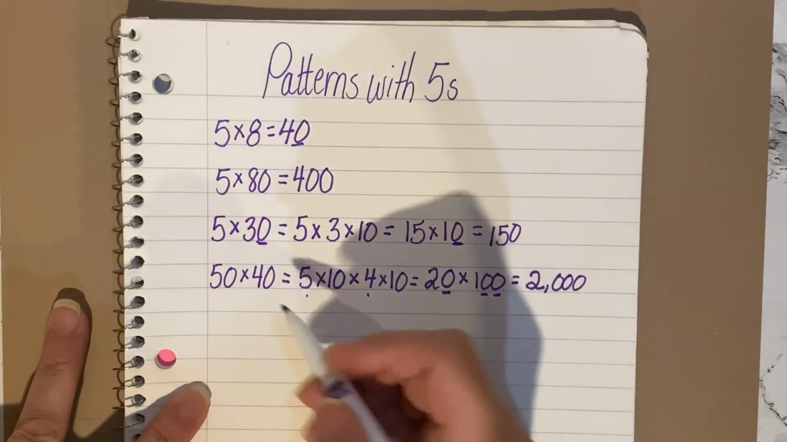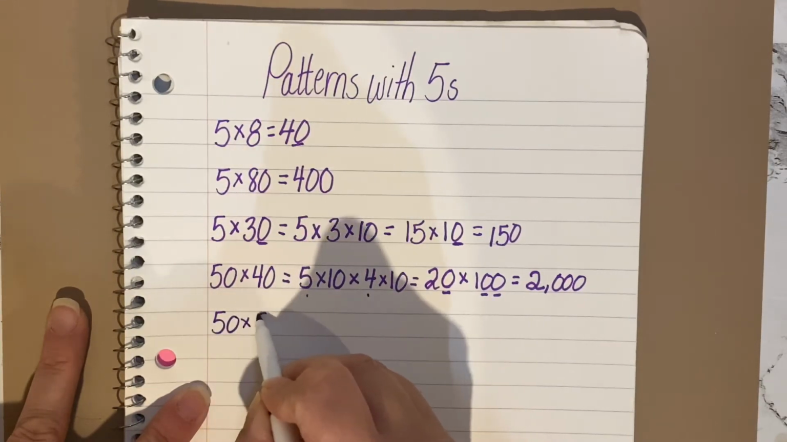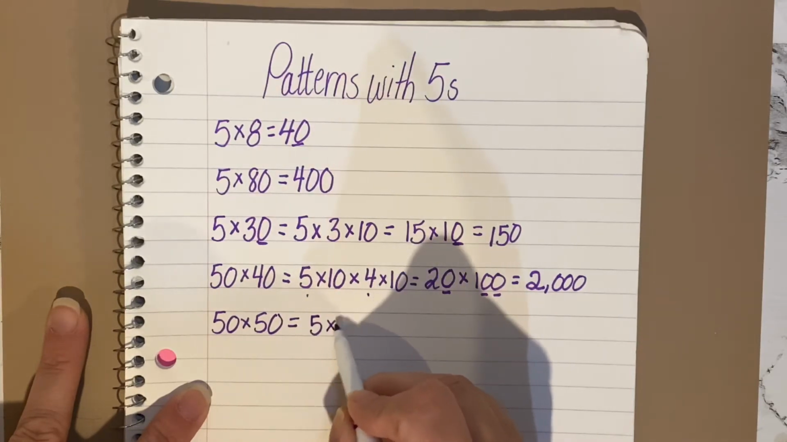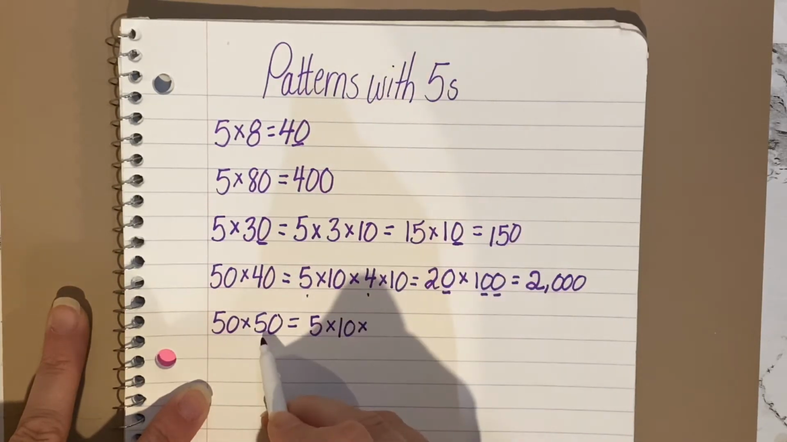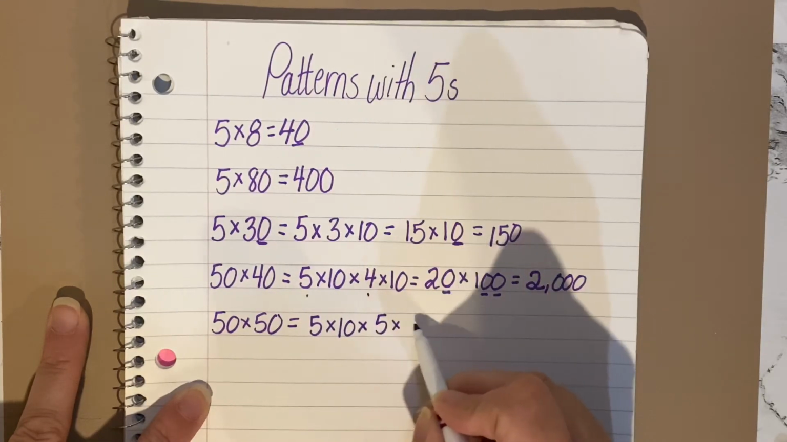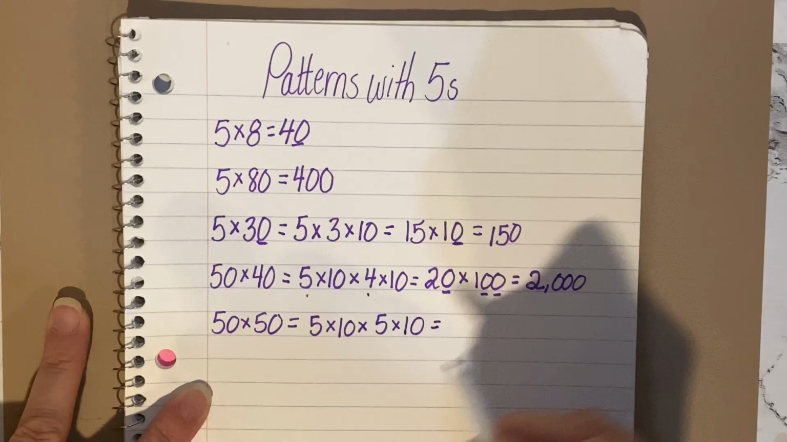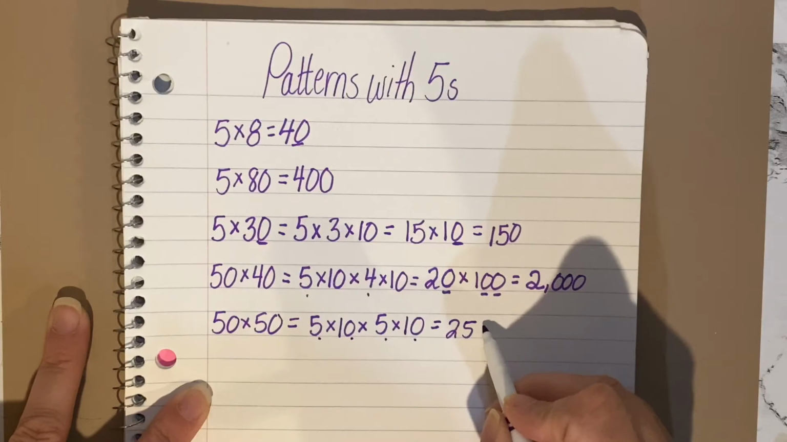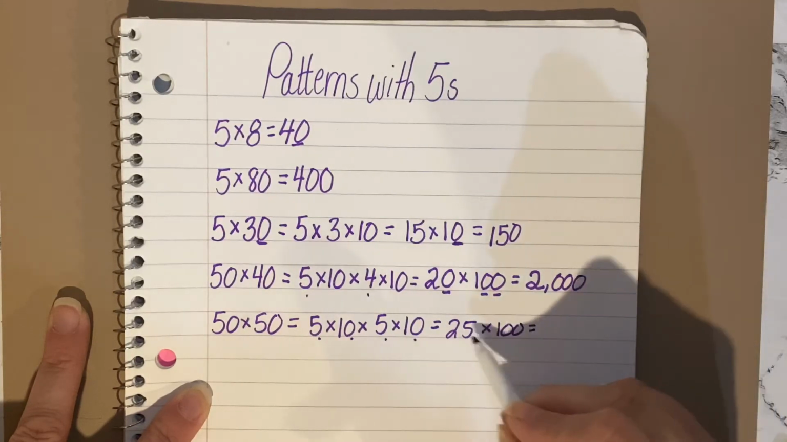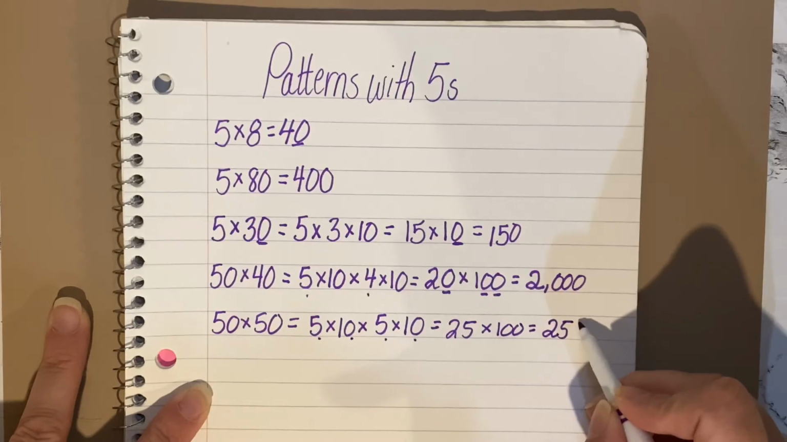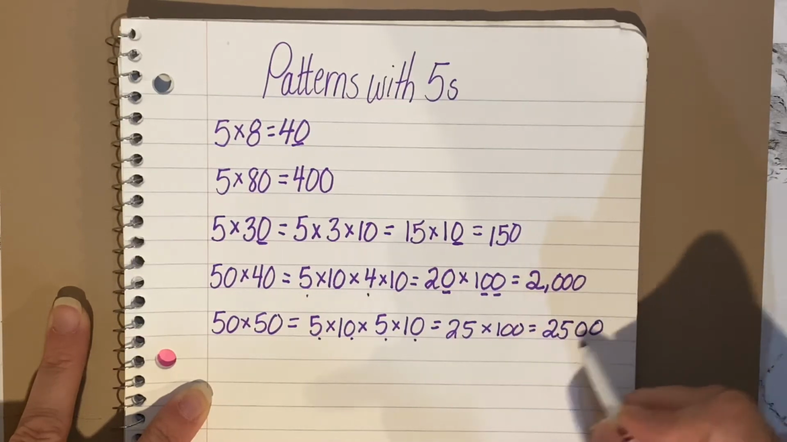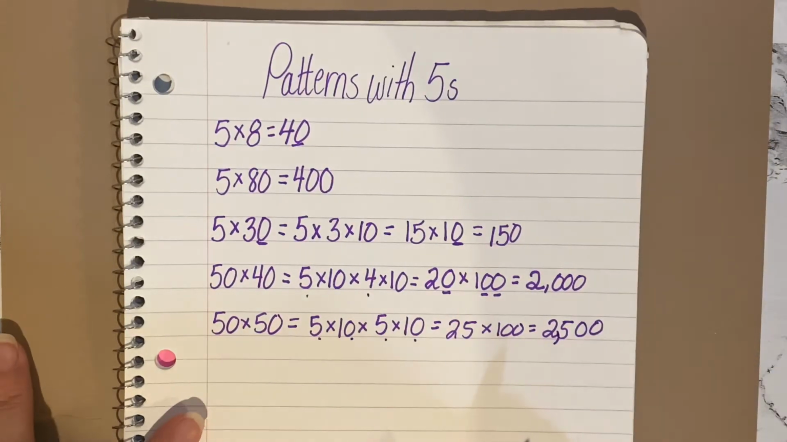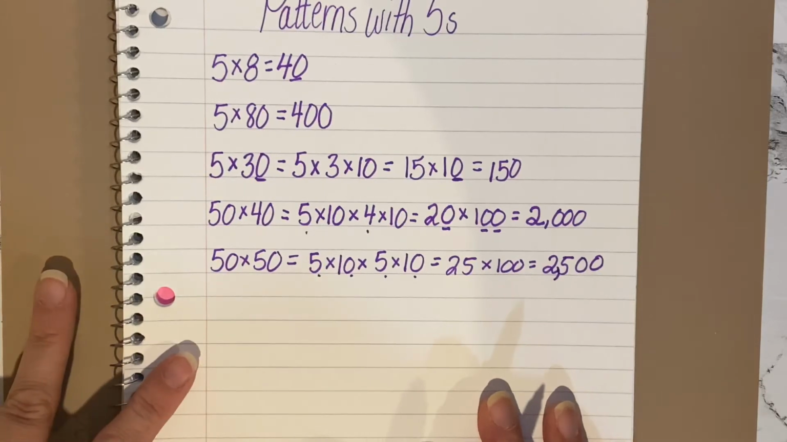Let's look at 50 times 50. It's also good practice to do expanded form. This 50 would be 5 times 10, and this 50 would be 5 times 10. 5 times 5 is 25. 10 times 10 is 100. So here we end up with a 25 and our 2 zeros because it's in the hundreds, so 2,500.